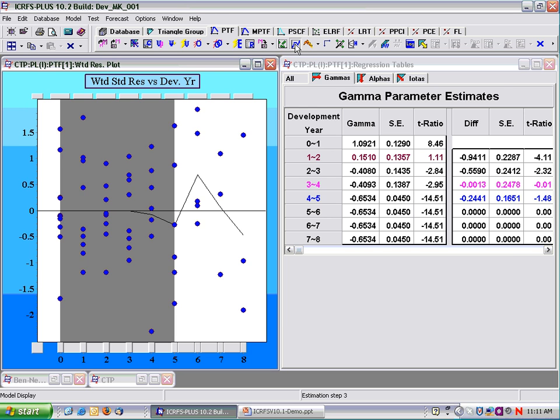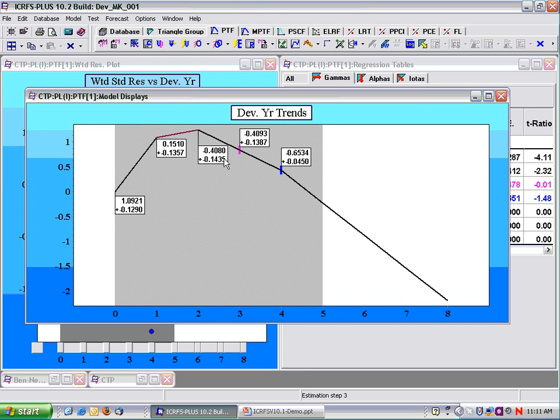So if we now look at the model display versus development years, you can see that the trend from 2 to 3 is minus 4.08. From 3 to 4, it is minus 4.093. So not only are they statistically the same, they're numerically the same.